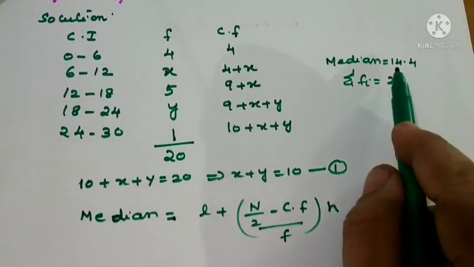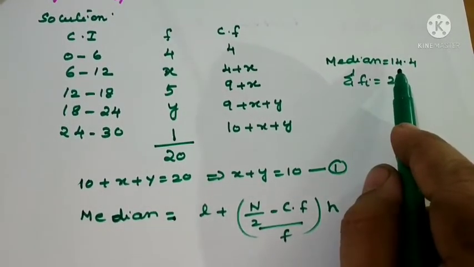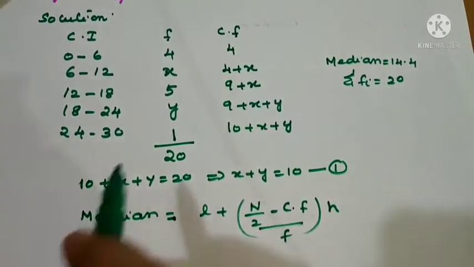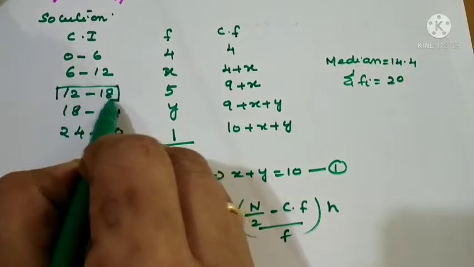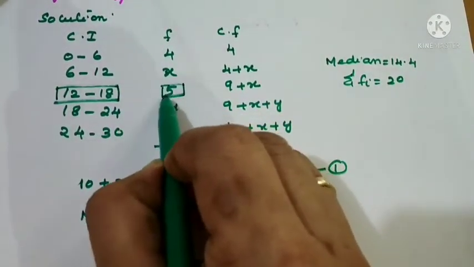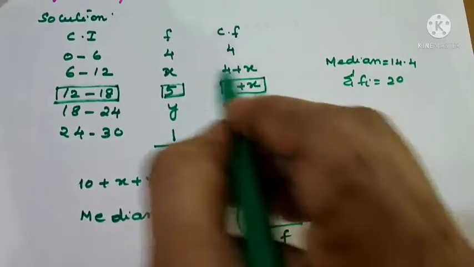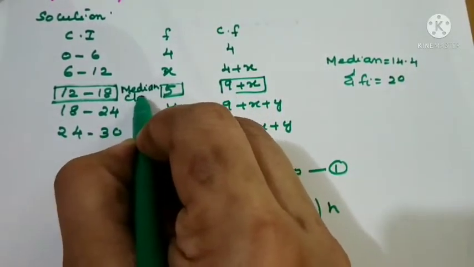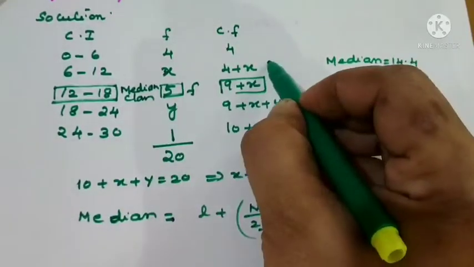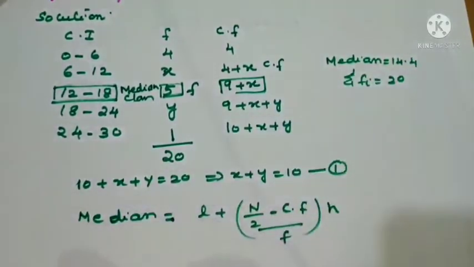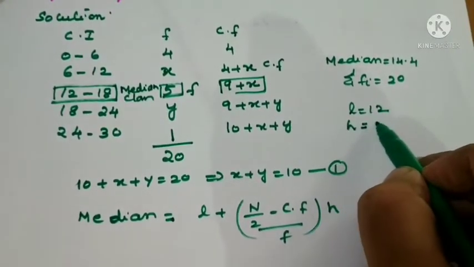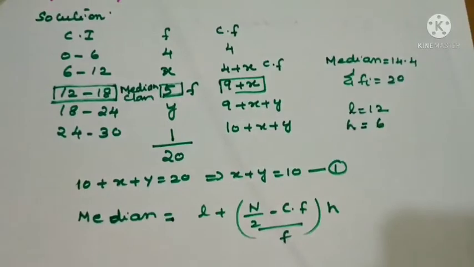So what is the median value given? 14.4. So 14.4 lies on which class? 12 to 18. So we will make it as a box here also. Okay, so what should I write here? Median class, corresponding frequency, cumulative frequency up to the median class. So what else do we require? L equal to 12, H equal to 6 only. So all the things we have mentioned, then substitute.